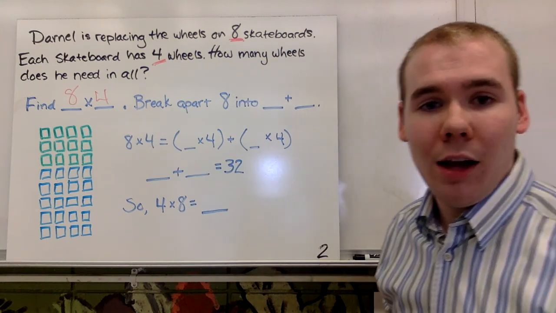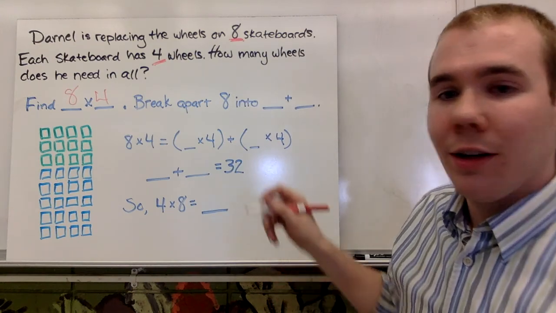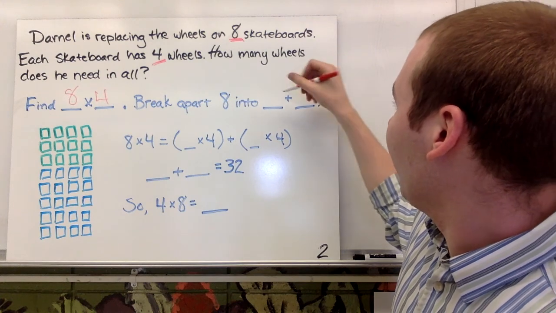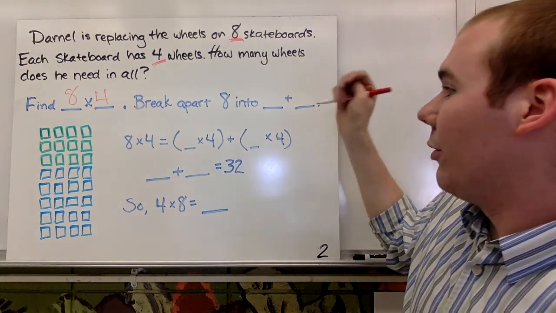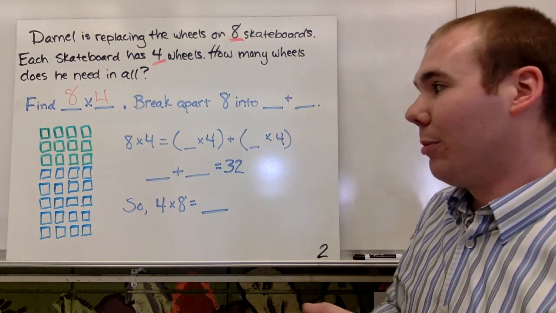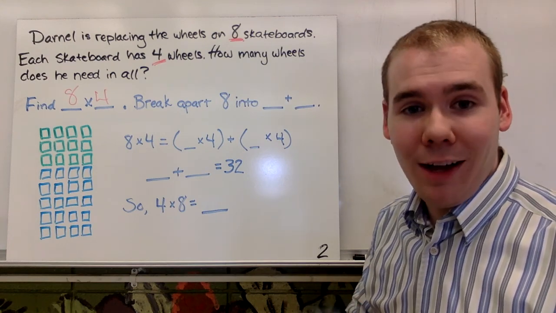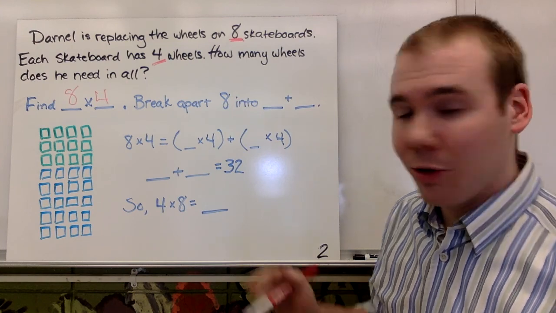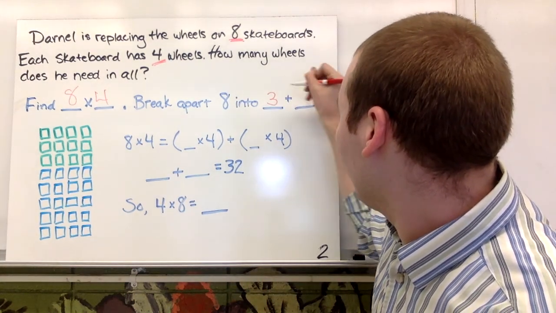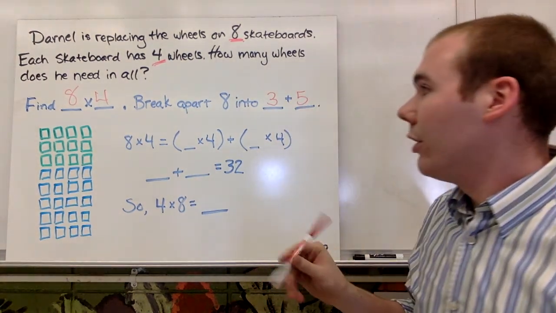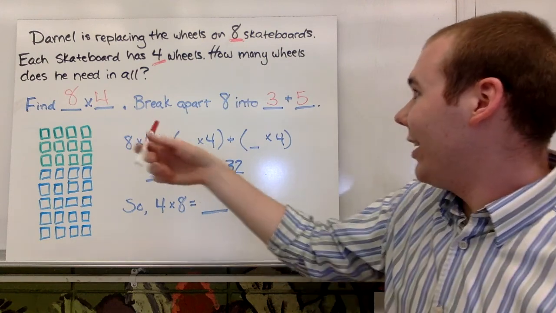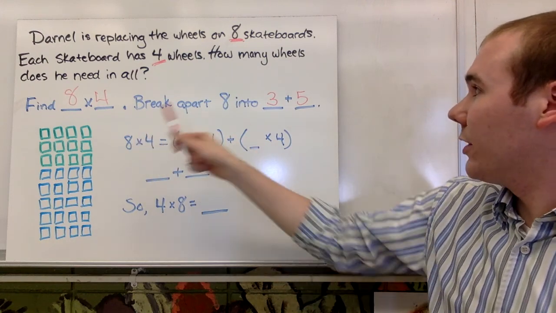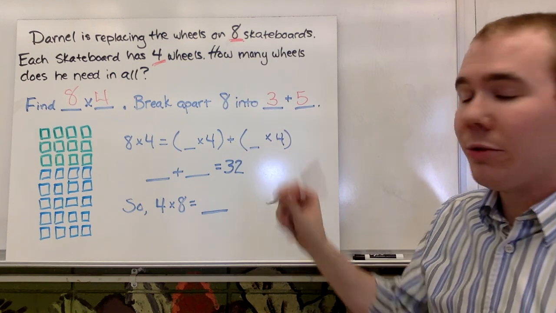So we need to break apart 8 into 2 groups. We can do 2 groups of 4, we can do a group of 3 and a group of 5, or we can do a group of 2 and a group of 6. So we're going to focus on 2 of those. We're going to do the group of 3 and the group of 5 first. So, instead of saying 8 times 4, we're going to say 4 times 3 and 4 times 5.